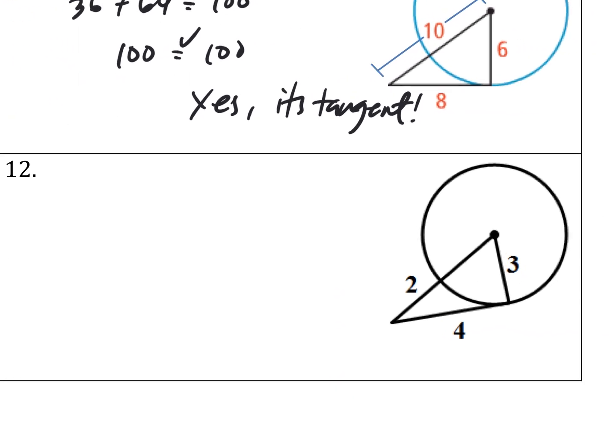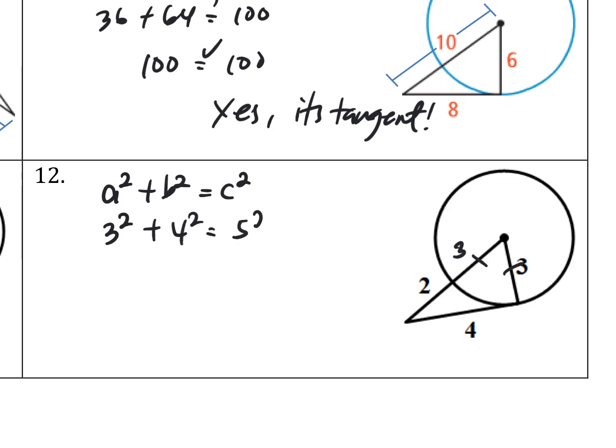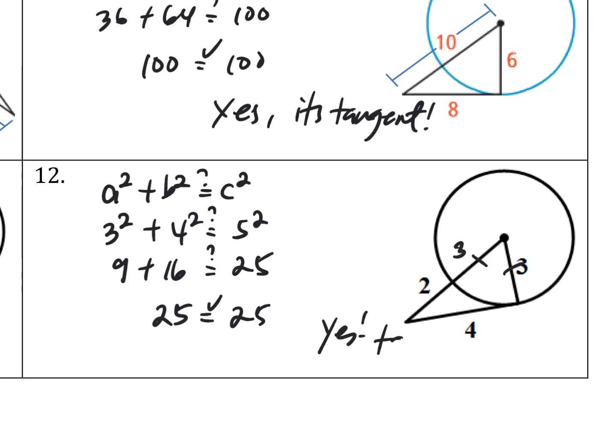Okay, number 12, here we go. So the same process, we know that this one and this one are the same. So that's going to give you a total of 3. Now my a squared plus b squared is equal to c squared. Now let's see, this is going to be 3 squared plus 4 squared is equal to (2 plus 3) which is 5 squared. This is going to be 9 plus 16 is 25. Okay, well, 9 plus 16 is 25. Therefore, it's correct. They are actually tangent. Yes, tangent.